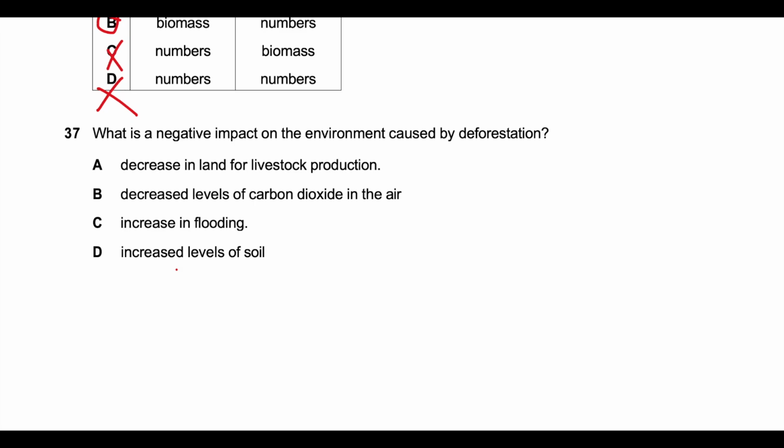Let me tell you something. Deforestation removes trees that normally absorb rainwater and help hold the soil together. Without the trees, what will happen? Rainwater runs off more quickly, increasing the risk of what? Of flooding, soil erosion. Carbon dioxide level may increase, not decrease, since the trees absorb the carbon dioxide. So the right answer here is what? C.